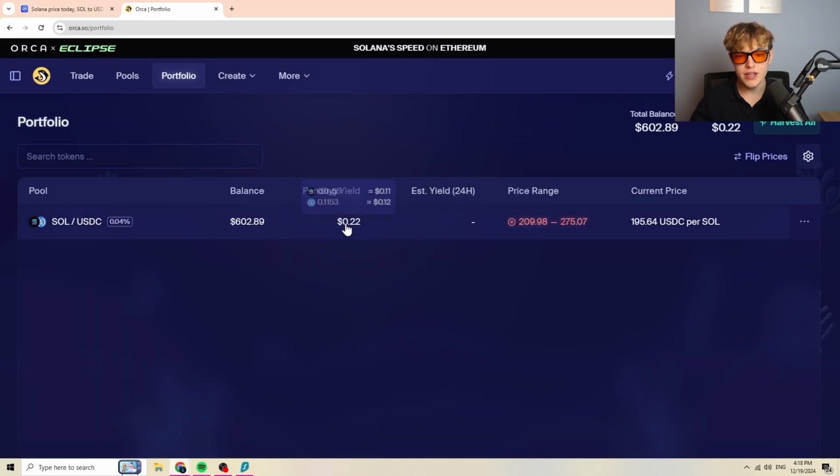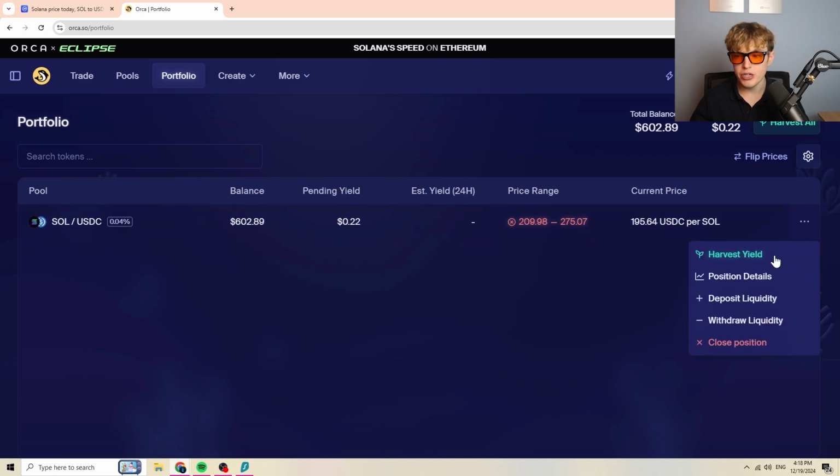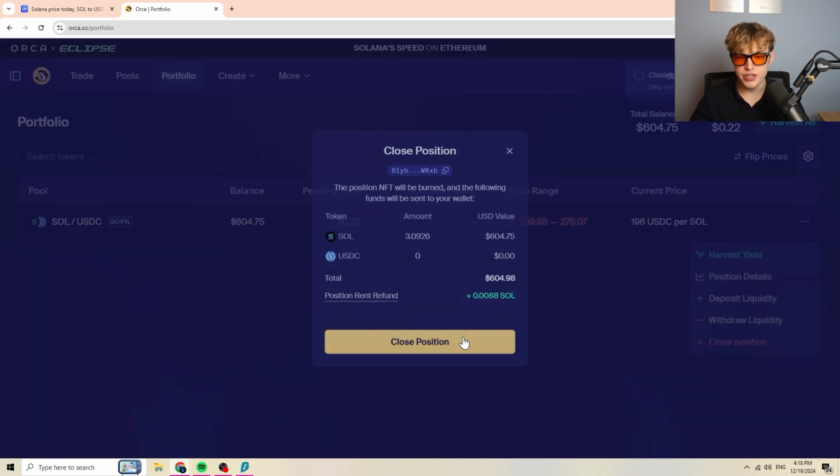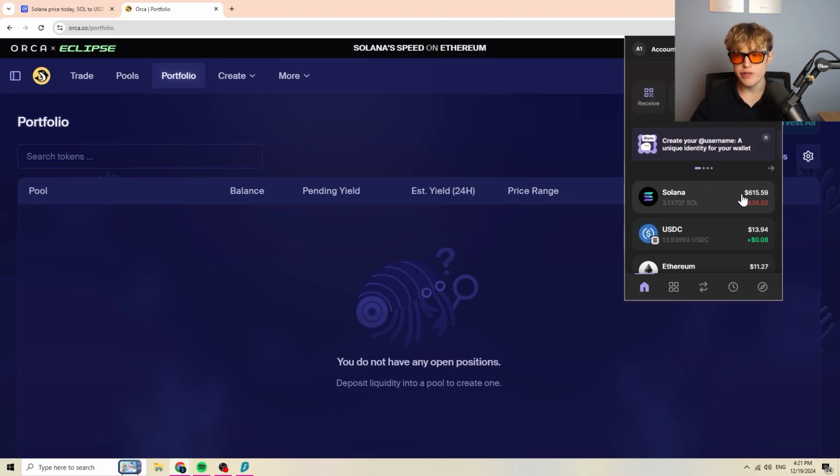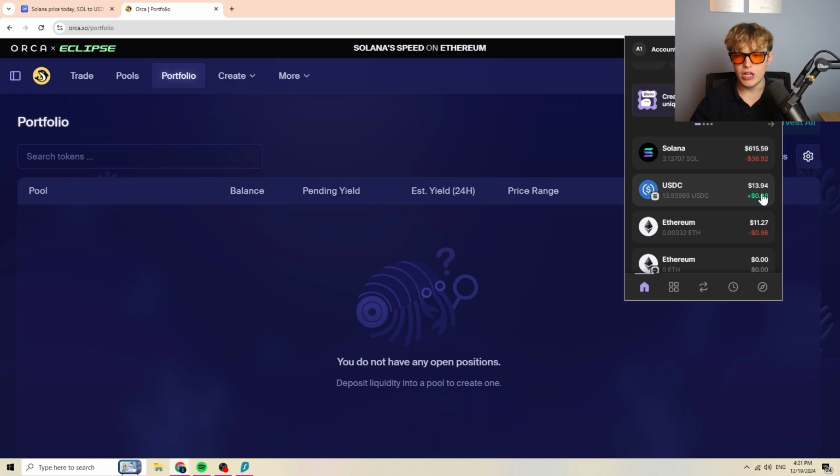So I already took out my pending yield last night. I just have a bit more from today. So I'm going to go ahead and withdraw my position. I'm going to hit close position. Here we go. Now it's going to go back to my wallet. So now my wallet shows 615 SOL and about $13 USDC.